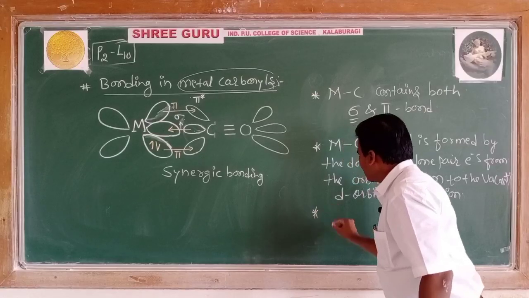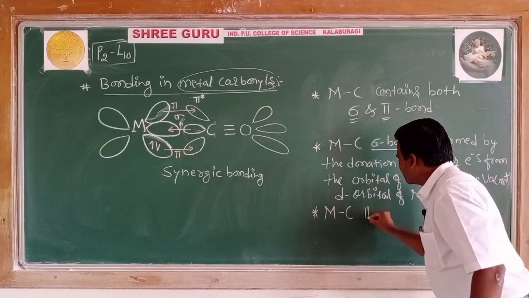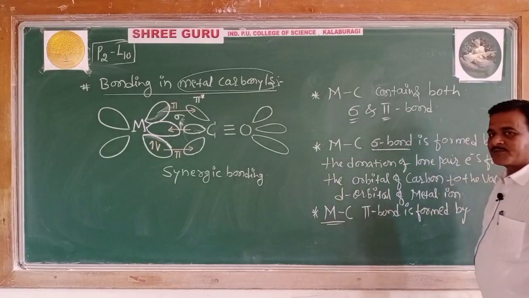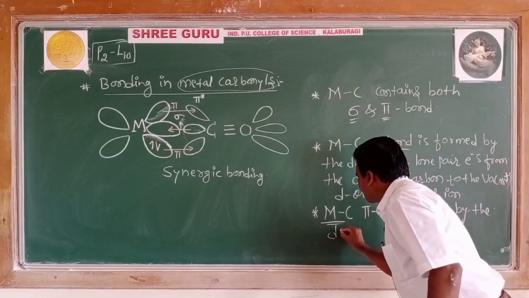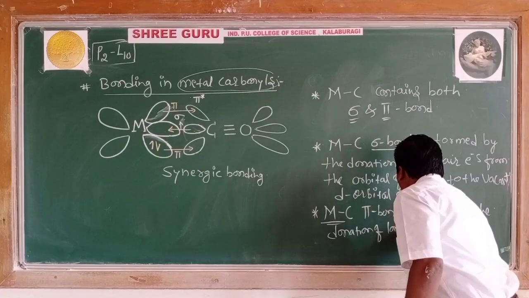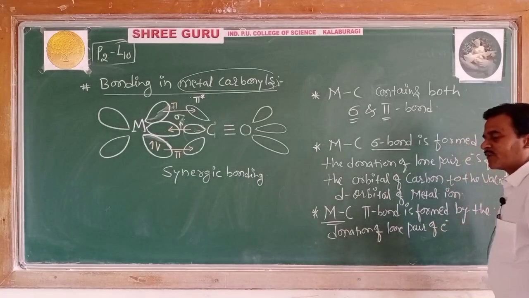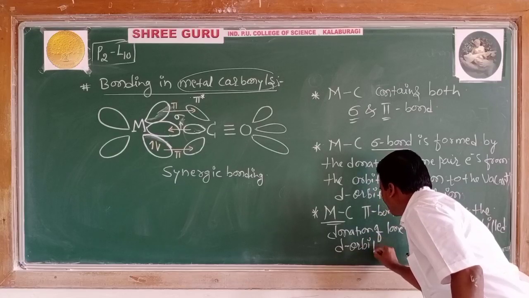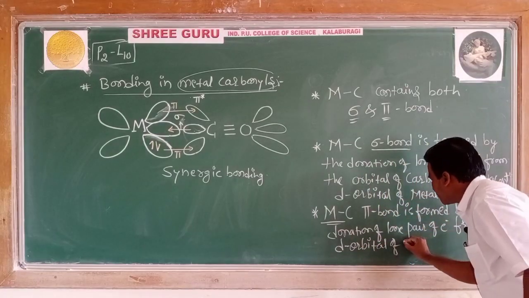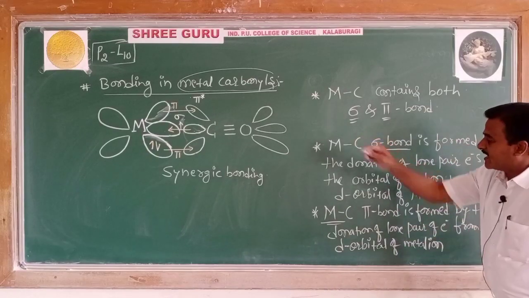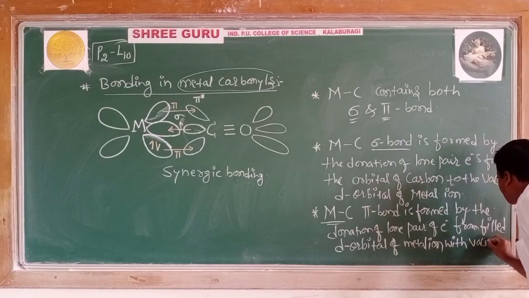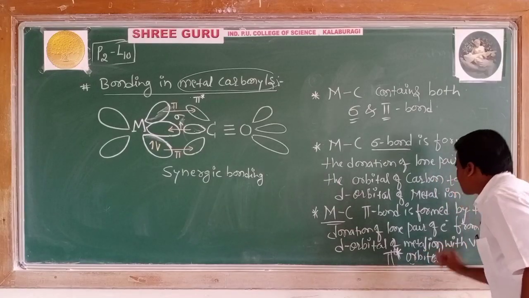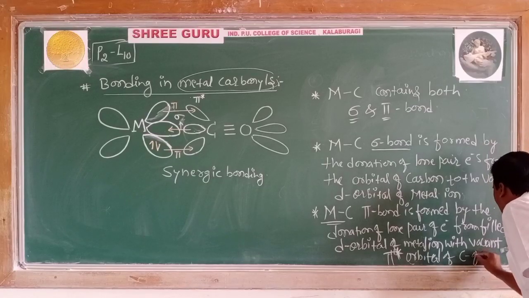Come on, what next? Pi bond. The metal carbon pi bond is formed by the donation of a lone pair of electrons from the filled d orbital of the metal ion to the vacant pi star orbital of carbon monoxide.